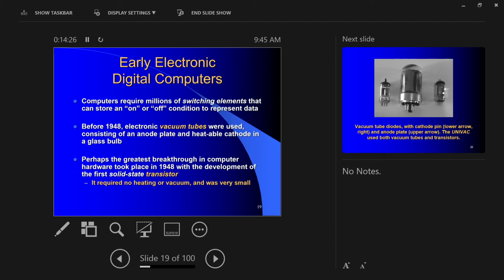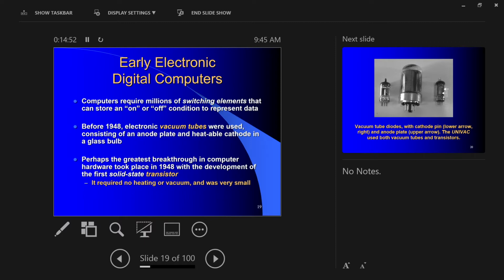Okay, so early electronic digital computers. Computers need a way to give the on-off, yes, no, 0, 1 instruction. So they require millions of switching elements that can store the on or off, 1 or 0, yes or no instruction. Again, remember algorithms, right? It's a yes or no thing, right? You either go this way or go that way.